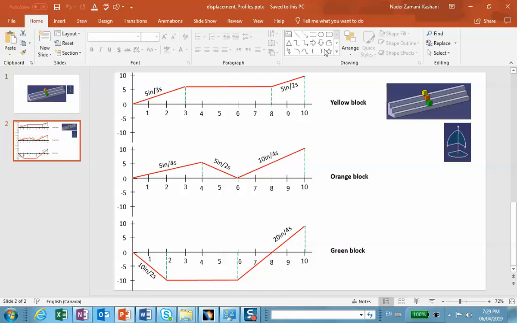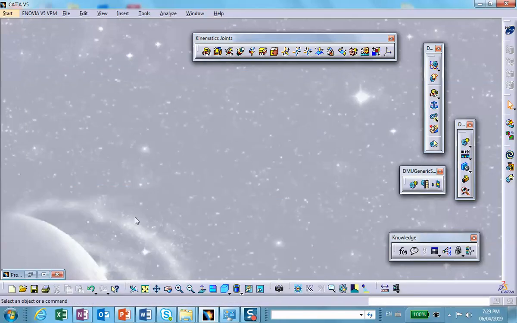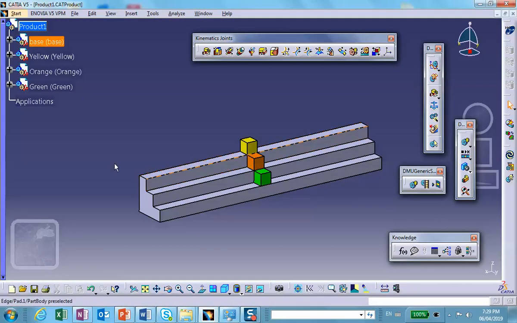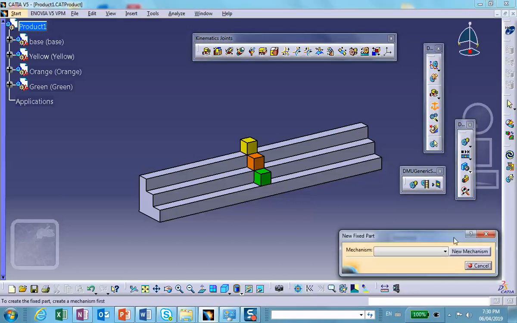Okay. Now, what I have done here is I've already created all the parts. There's the assembly, but I've not created any joints. So I want to do this manually. Okay. So let's click on new mechanism. Let's click on the anchor right there, fixed part, and it says, okay, you don't have a mechanism, so do you want to create one? The answer is yes, and it's going to be called mechanism number 1.